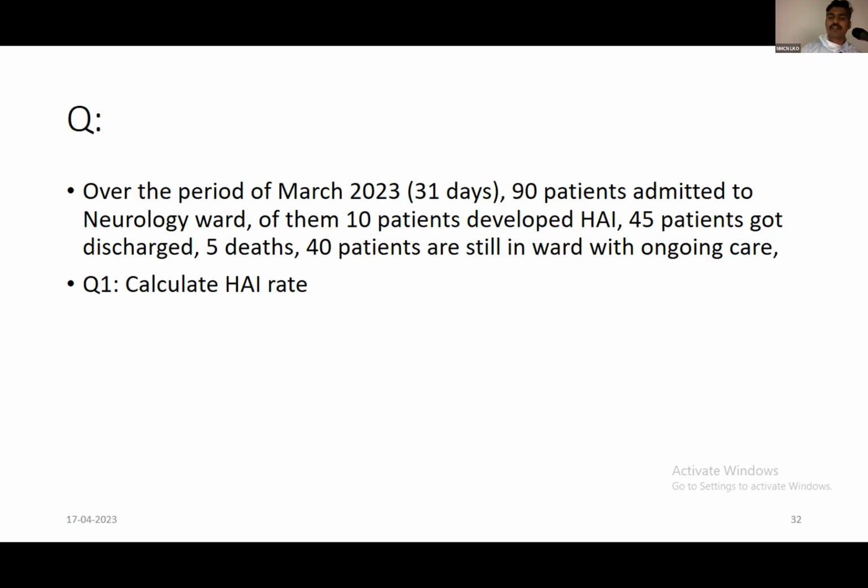So if you see, 10 patients got infected and 45 got discharged. So 10 divided by 45 plus 5, including deaths, we have to calculate. So 10 divided by 50 into 100. So it is 20.